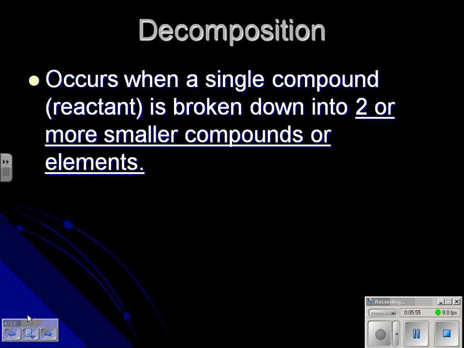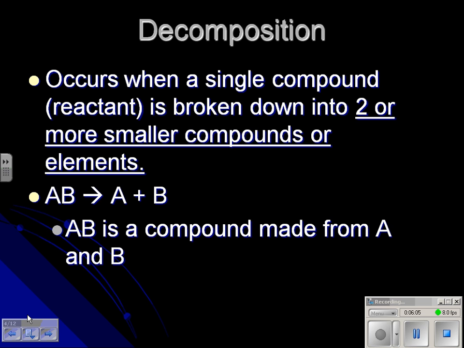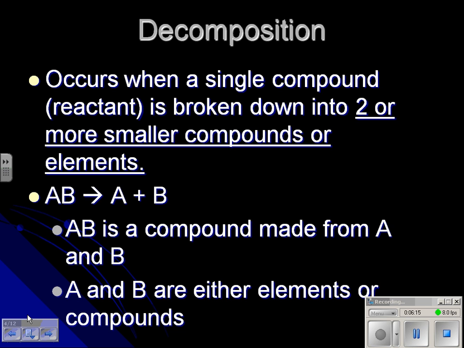And just like synthesis, we can write a general equation of AB yielding A plus B. So as you can see, it's breaking up. The AB still must be a compound, because in order to break up into two or more things, it had to have been made of two or more things. And then A and B on the product side can either be elements or compounds. So we can have a compound turning back into its elements, or a compound turning into a compound and another compound, or a compound turning into a compound and an element. There's lots of different options, lots of different combinations.